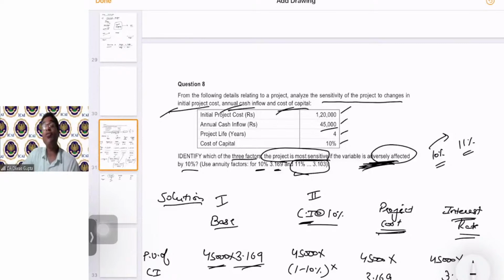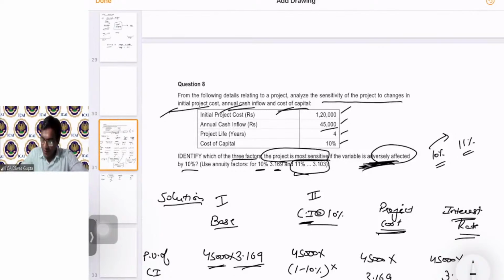If you reduce it or if you increase it? If you reduce it, right? How does adverse impact on NPV come because of project cost? If you increase it or if you reduce it? If you increase it, correct? Because project cost is your cost. How does adverse impact on NPV come because of the interest rate? If you increase it or if you decrease it? Definitely, if you increase it. The moment you increase it, your NPV will go down.